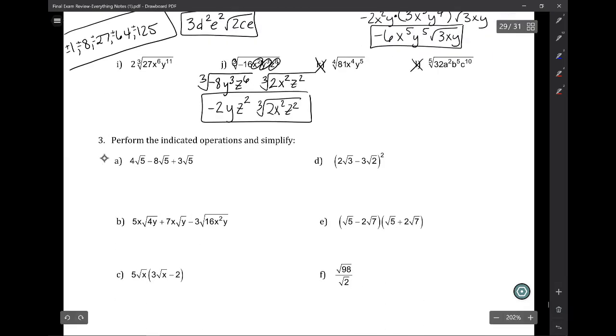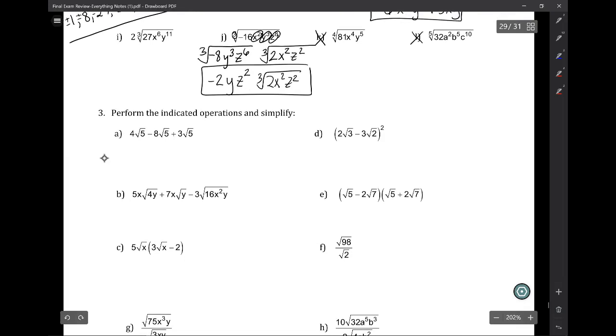All right, moving on to adding and subtracting. To add and subtract, the only way you can add things is if they were all the same letter, and then I could put them together. It's the same way. As long as my radicals match, I can put them together. So I would just do 4 minus 8 plus 3. 4 minus 8 is negative 4. Negative 4 plus 3 is negative 1 radical 5, and that's my final answer.